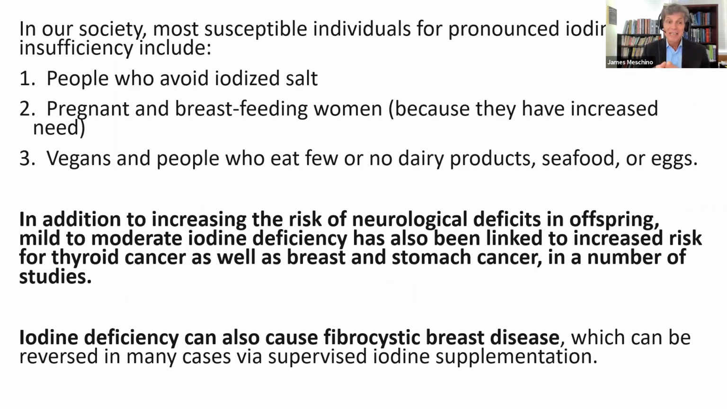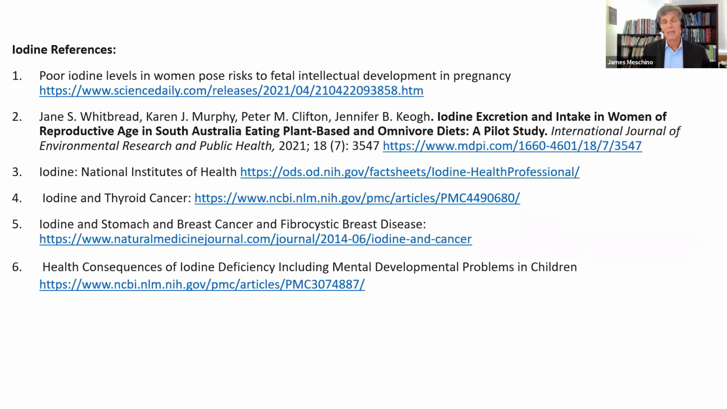Highest risk. In addition to increasing the risk for neurological defects in their offspring, mild to moderate iodine deficiency has also been linked to increased risk of thyroid cancer in that person, as well as breast and stomach cancer in a number of studies. It's also linked to fibrocystic breast disease, where it can be reversed with iodine supplementation. So here's all the references on iodine that sort of argue the case that I just gave you.